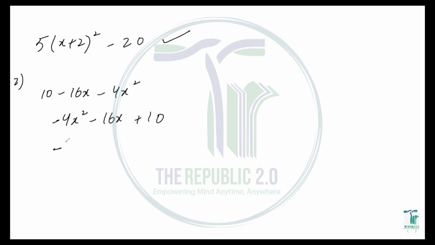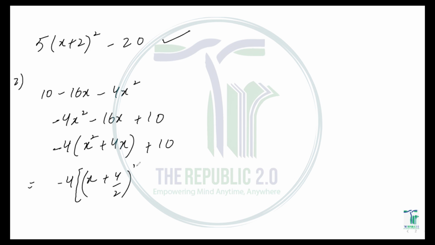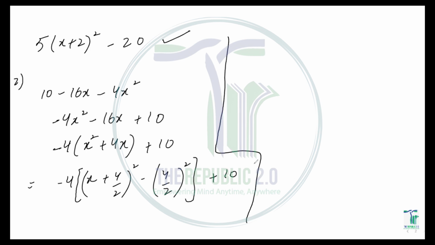I need to treat it like a quadratic equation. So I'm just going to take negative 4 as common, and I'll be left with x squared plus 4x plus 10. And I'll be left with negative 4 bracket x plus 4 by 2 whole squared, negative 4 by 2 whole squared, plus 10. And now I'm just going to simplify it down. So I would be having negative 4 bracket x plus 2 whole squared, negative 2 whole squared, and then I'll be having plus 10 over here.